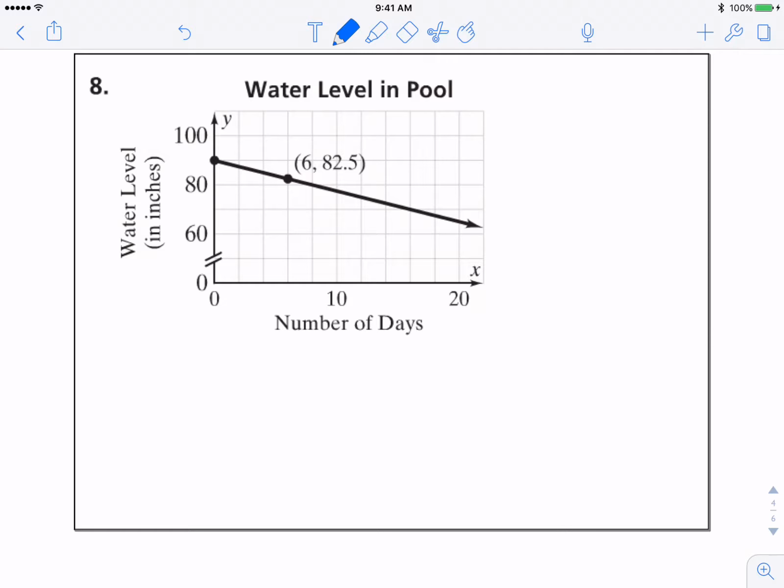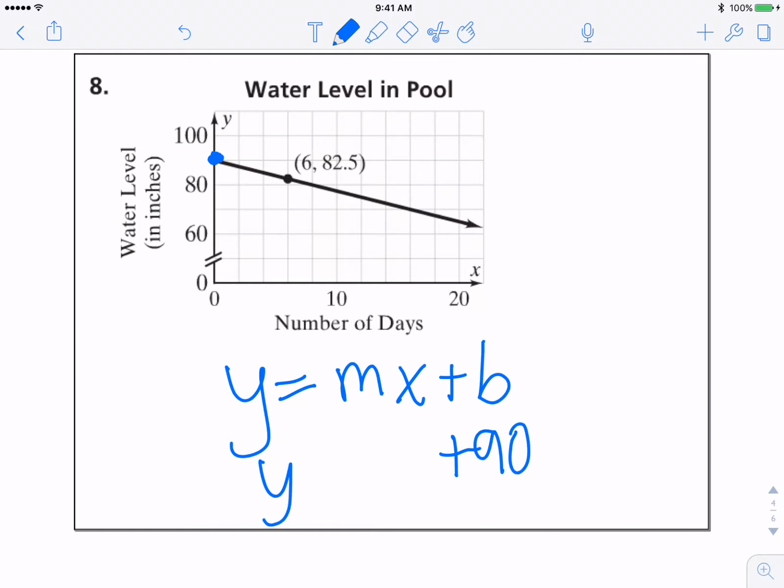The next answer, here we have crossing the y-axis at this point here. This point is halfway between 80 and 100, so that would be at 90. So that is our b value, our y-intercept. We're crossing the y-axis at a positive 90.